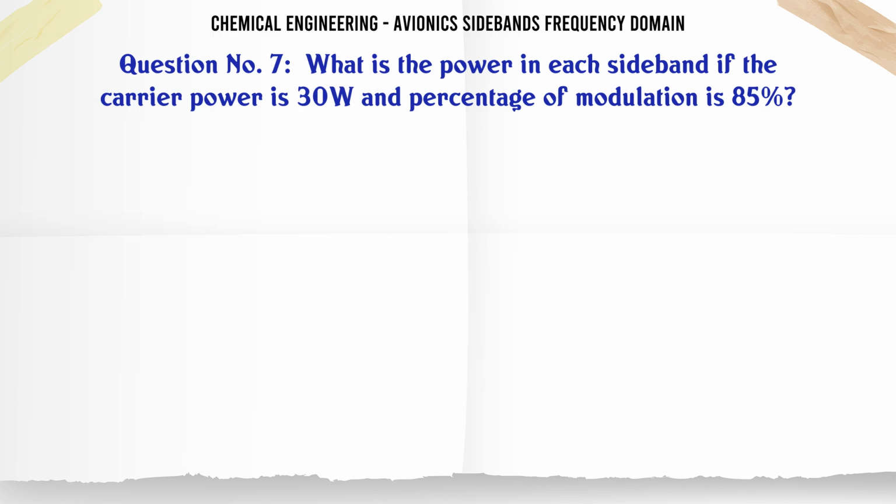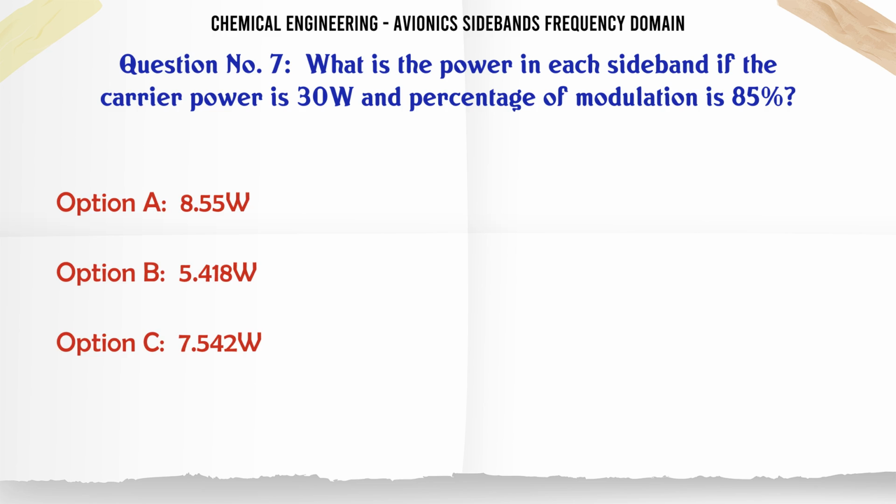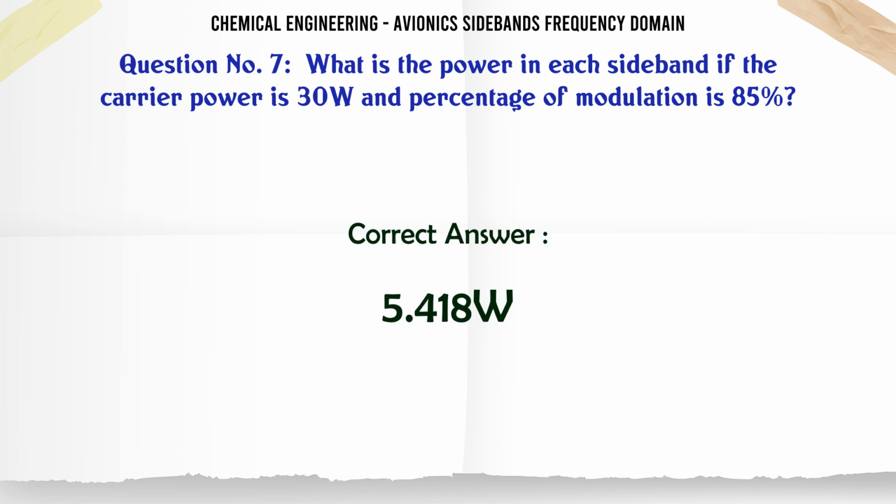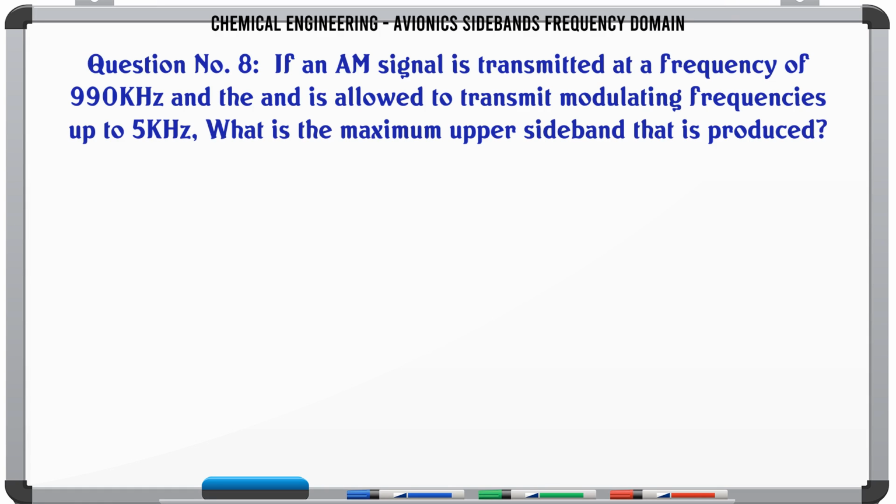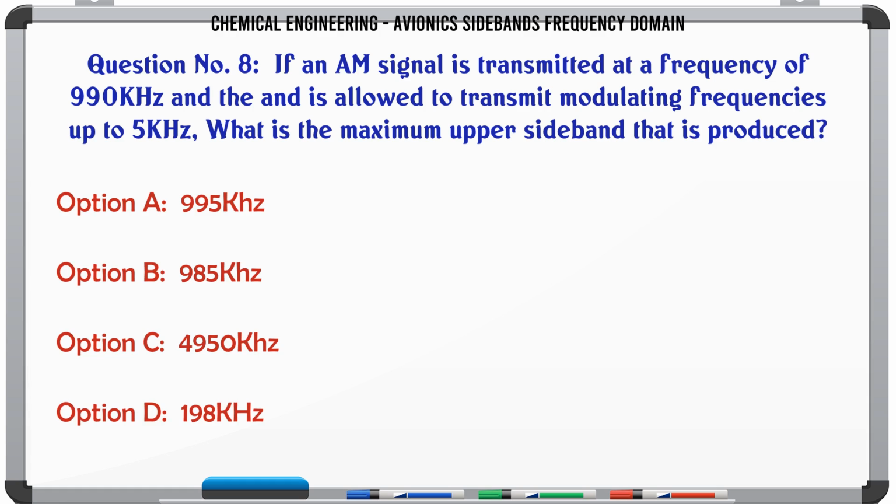What is the power in each sideband if the carrier power is 30 watts and percentage of modulation is 85? A: 8.55 watts, B: 5.418 watts, C: 7.542 watts, D: 1.235 watts. The correct answer is 5.418 watts.